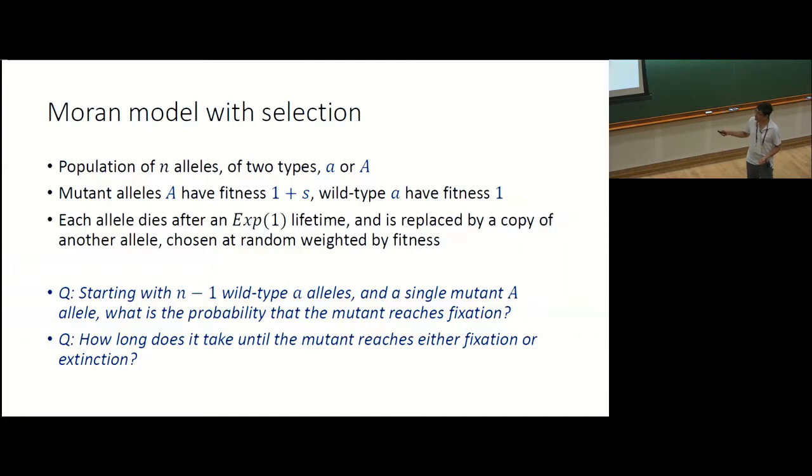And now every time that some allele dies, they both die at the same rate, but new births favor the fitter allele. So you replace it with a copy of another allele chosen at random but weighted by fitness. So you're more likely to choose capital A alleles. Okay, and again, you can ask the same questions. What's the probability that it takes over the population, and how long does it take?